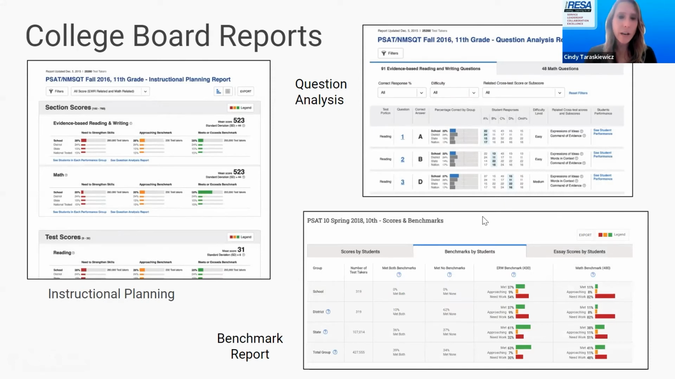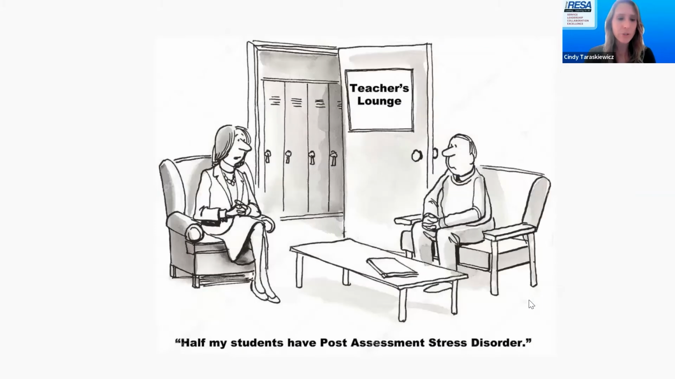And then they also have a benchmark report where you can break it down and look at your different entities, your school, your district, your state, and how you compare overall in the different scores. So in math and evidence-based reading and writing, how are you performing? What % of the students are at benchmark compared to the state, compared to the district?